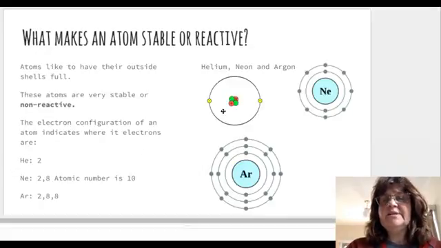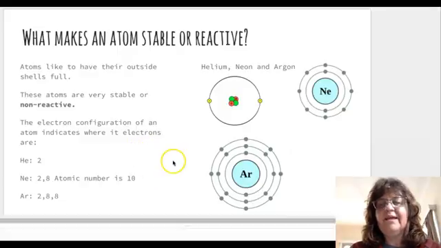Okay, so what makes an atom stable or active still? The atoms really like to have their outer shells full. So if you have a look at these guys, we've got helium, neon and argon. Coincidentally, these are the elements that are on the very end of our periodic table, and they're incredibly stable. There is nowhere that they can fit another electron in, and they don't want to give any others away.